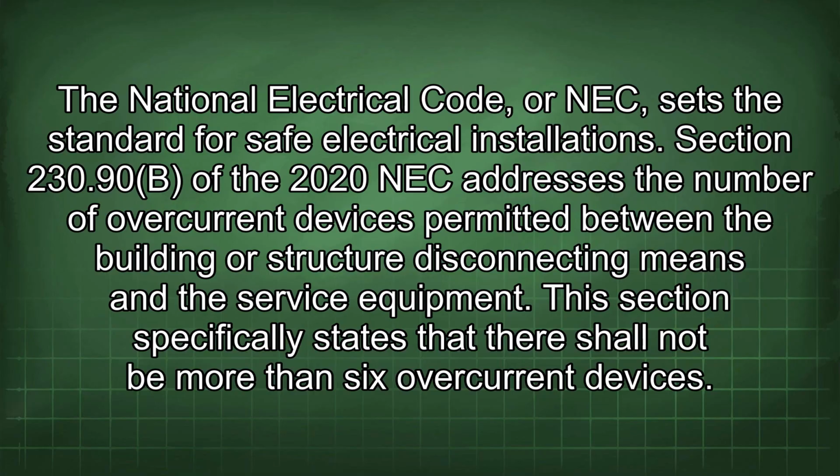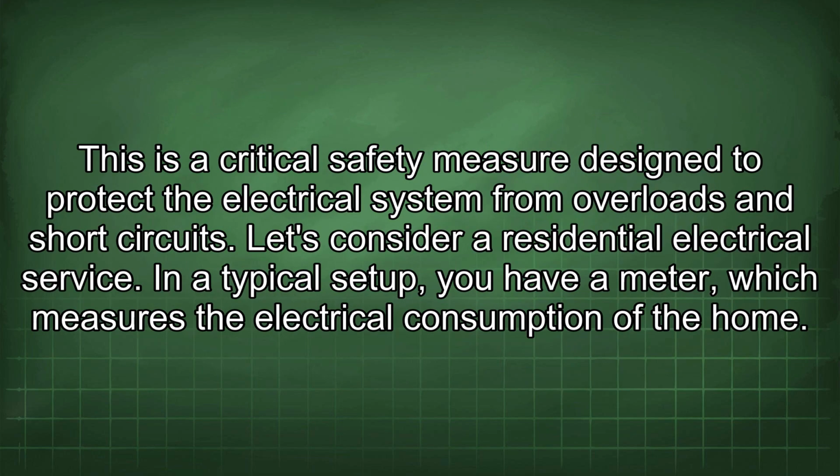The National Electrical Code, or NEC, sets the standard for safe electrical installations. Section 230.90(B) of the 2020 NEC addresses the number of overcurrent devices permitted between the building or structure disconnecting means and the service equipment. This section specifically states that there shall not be more than 6 overcurrent devices. This is a critical safety measure designed to protect the electrical system from overloads and short circuits.